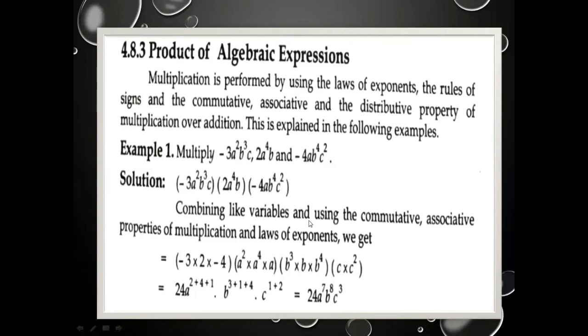Combining like variables and using the commutative and associative properties of multiplication and the laws of exponents, we get the following. After writing these, we will separate all the coefficients: minus 3, minus 2, minus 3, plus 2, minus 4. We will write them in the first bracket like this. We consider there is a multiply sign, so we put a multiply sign with each term, with each coefficient. Then in the second bracket we write the variables a square, a4 and a.